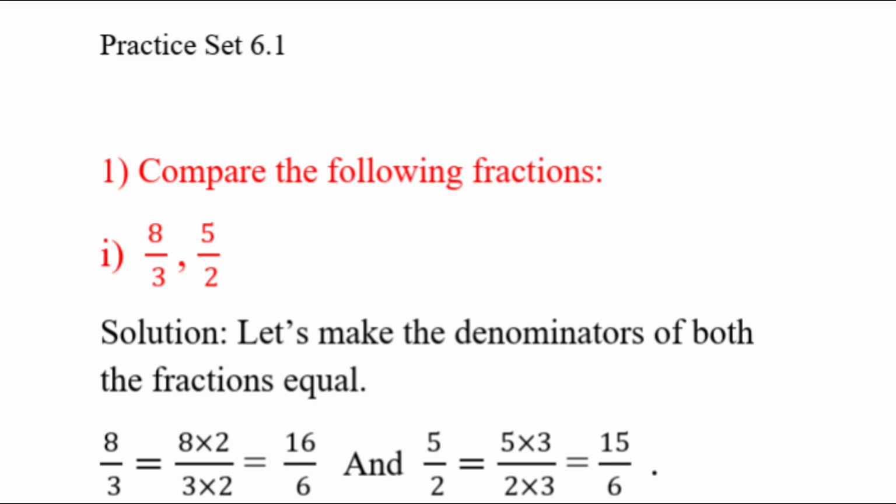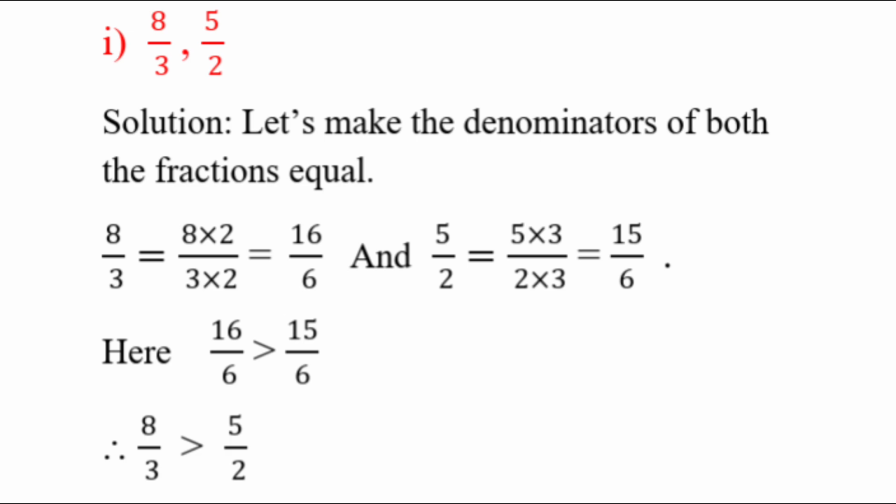In the second fraction, 2 is multiplied by 3, so the numerator 5 is also multiplied by 3. Then 5 3s are 15 and 2 3s are 6. Here we have two fractions, 16 by 6 and 15 by 6. After comparison, 16 sixths are greater than 15 sixths. Hence, the fraction 8 by 3 is greater than the fraction 5 by 2.